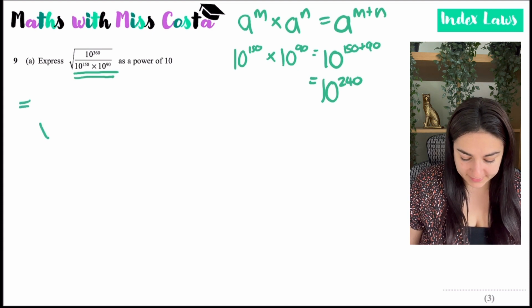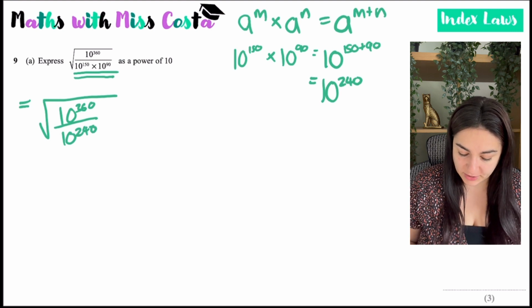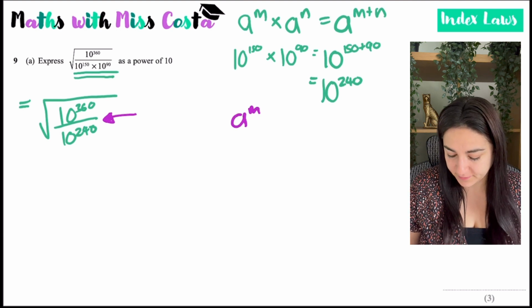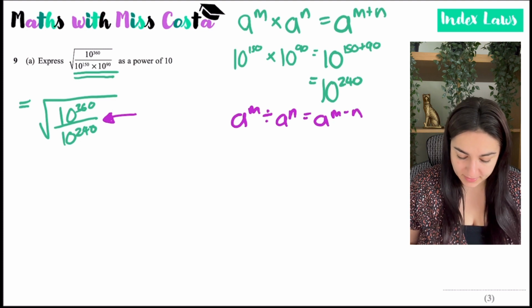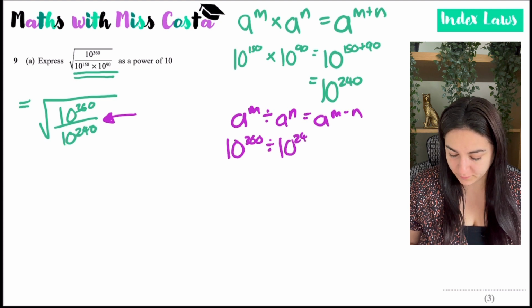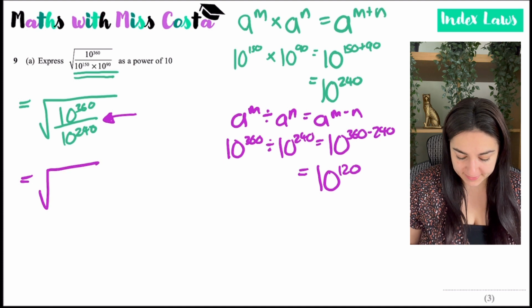So I can rewrite this as the square root of 10 to the power of 360 over 10 to the power of 240. Next thing I could do is use my next index law. Over here, I'm dividing the indices. So when I divide indices, I subtract the powers. So 10 to the power of 360 divided by 10 to the power of 240 must equal 10 to the power of 360 take 240, which is 10 to the power of 120. So I can rewrite this as 10 to the power of 120.